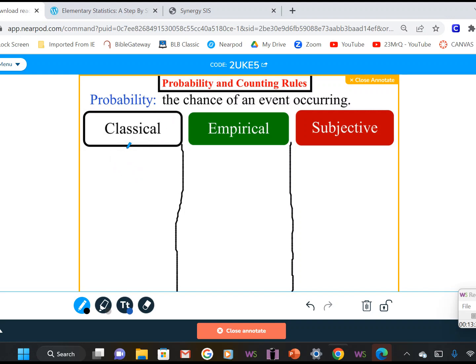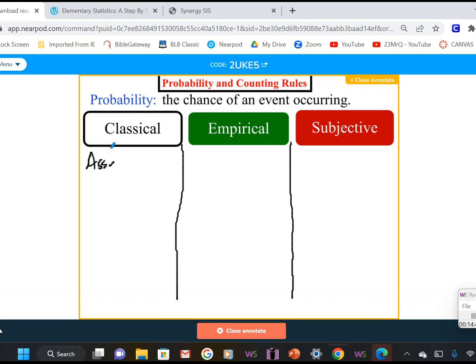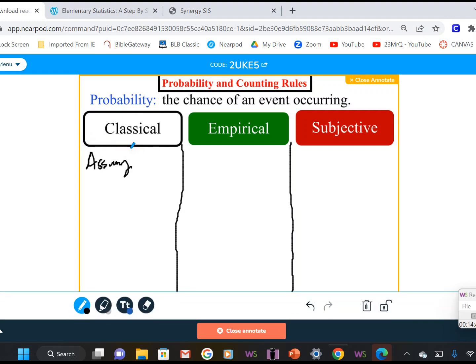Who went last? Was it Andrew? Shane, pick someone. What would you tell someone classical probability is? Or how do you get classical probability? Assuming outcomes?